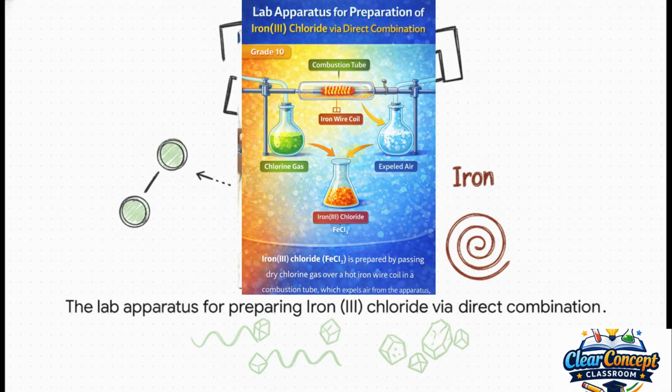Let's trace the path of the chlorine. It gets generated over on the left, then it's piped into this central glass tube. Inside that tube, we have our iron coil, just waiting. As the reaction happens, the new stuff that's made travels out the right side and collects in that flask. Every single piece of glass has a critical job to do.